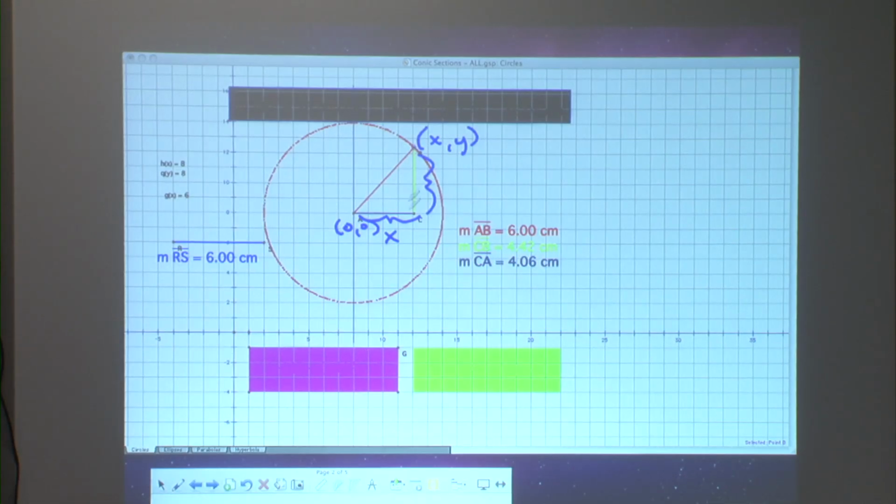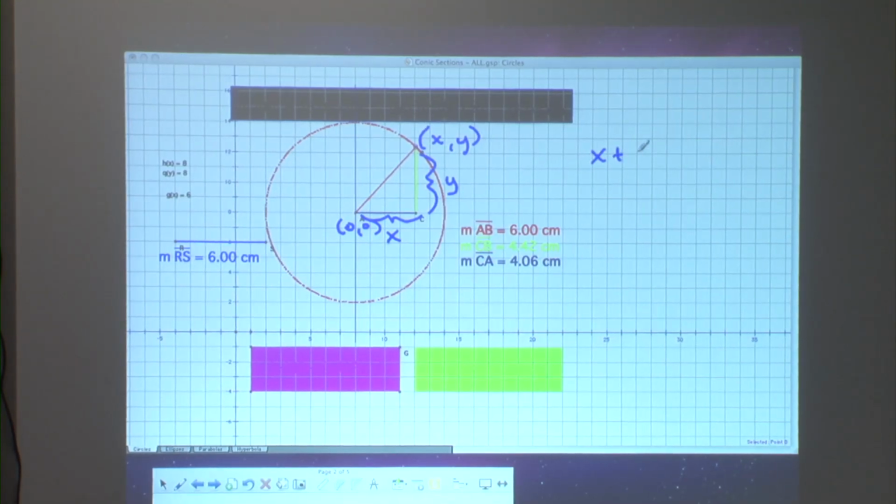How tall would this be if this was at 0, 0 and it had this point x, y? It's going to be y units tall. Okay, is everybody with me so far? So then how does our radius relate to those? It's x plus y? Do you guys agree with that? Yeah, that makes sense.